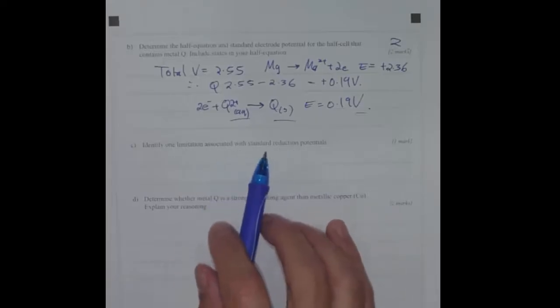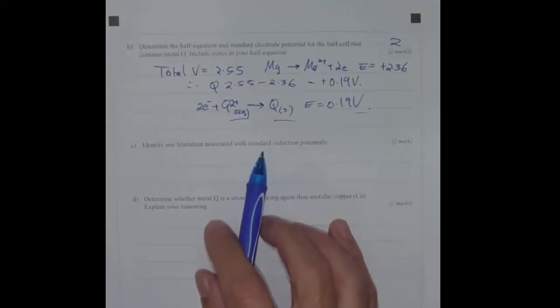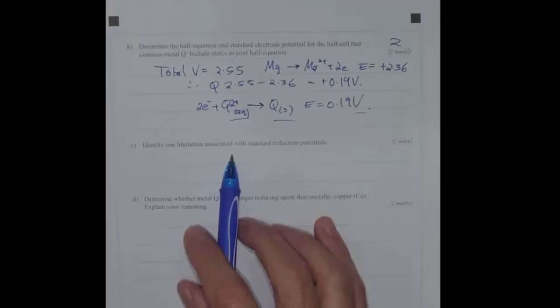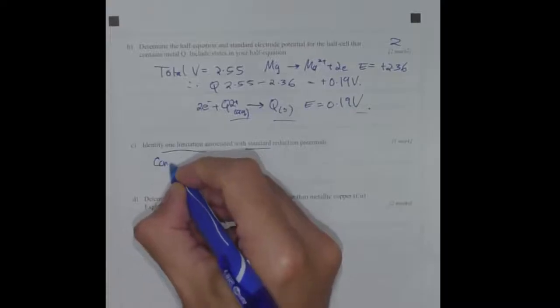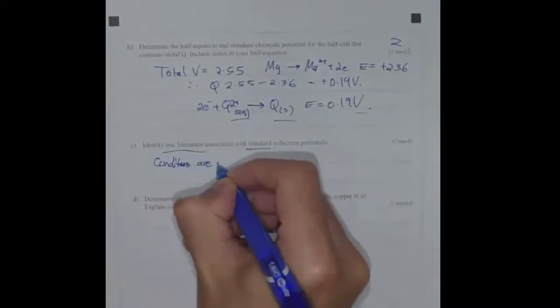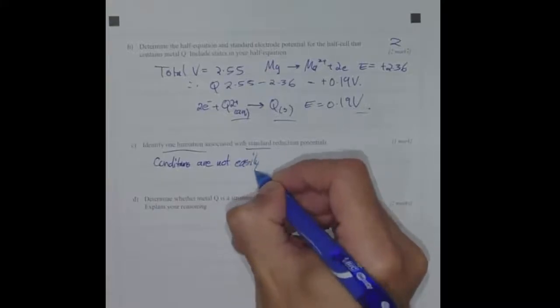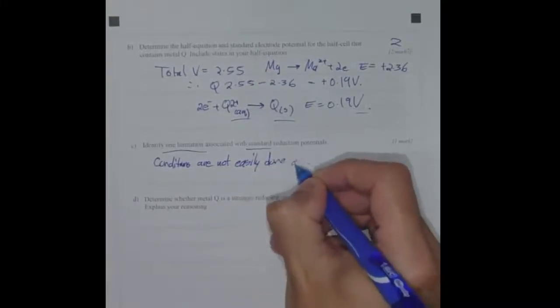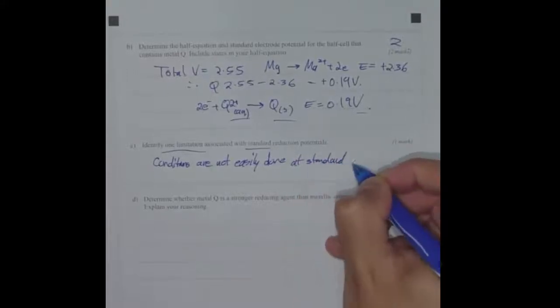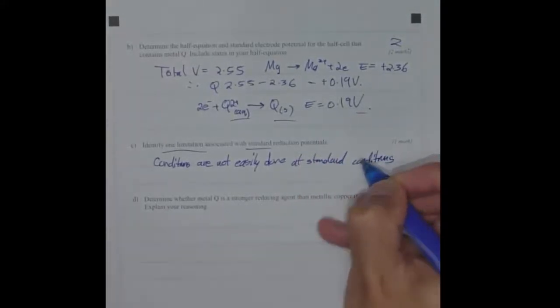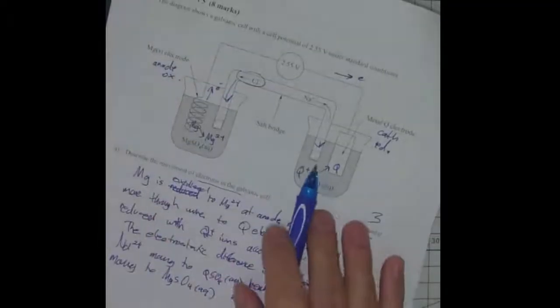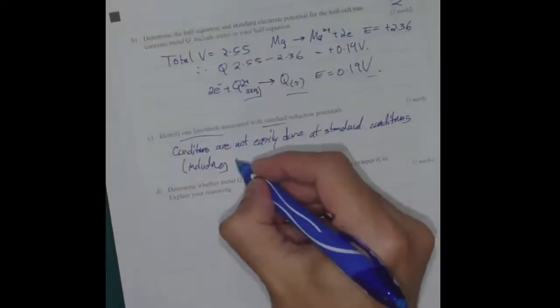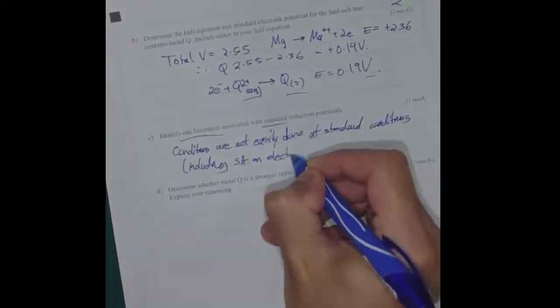One limitation associated with standard reduction potentials. Wow. Where do you want me to go with that? One limitation, standard conditions are not easily done at standard conditions. Brackets, including surface area on electrodes.